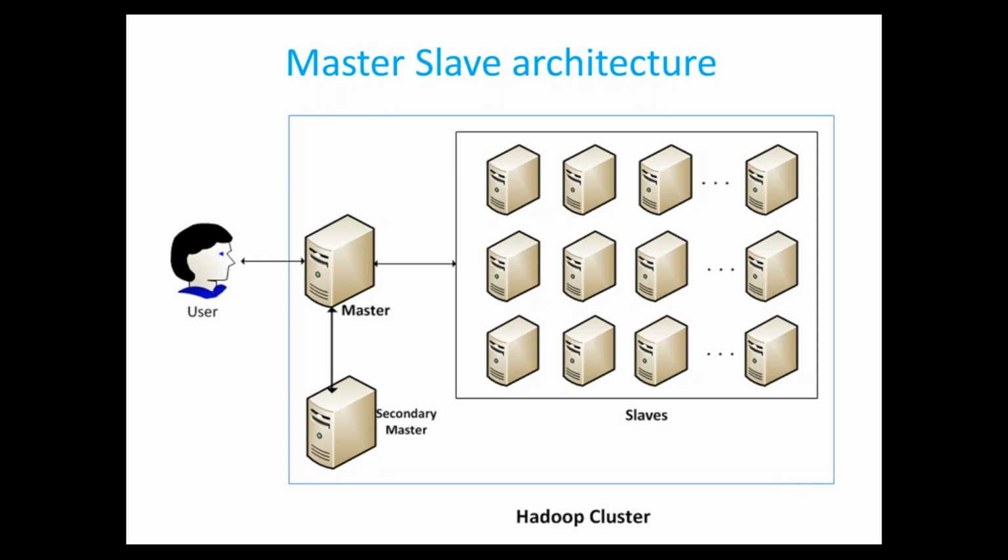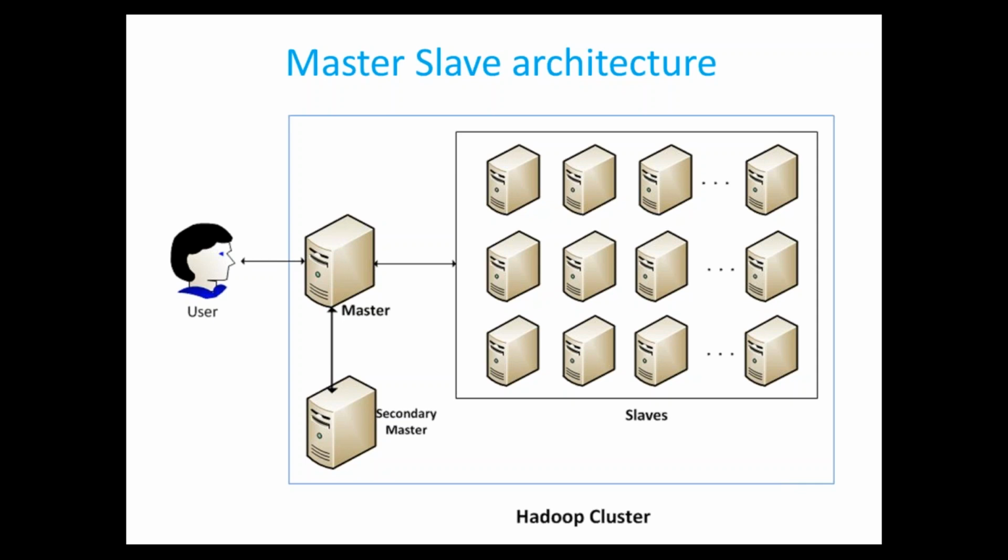Suppose you have a large amount of data, some 2 terabyte file, and you want to store it. You will simply request the master machine that I have this much data and I want to store it distributively on multiple machines. That's all. After that, it's the master machine's duty to split your big file into multiple smaller parts and store it distributively on multiple slave machines.